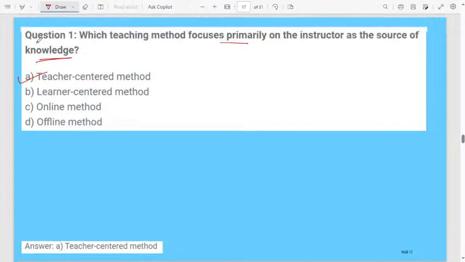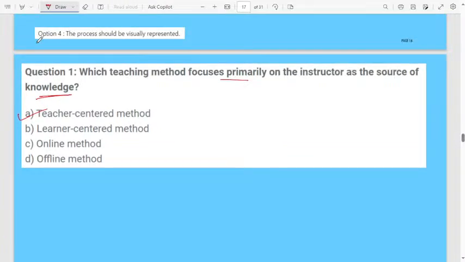Teacher-centered method. When the word instructor comes, it means teacher-centered method. Which teaching method focuses primarily on the instructor as the source of knowledge is the teacher-centered method.